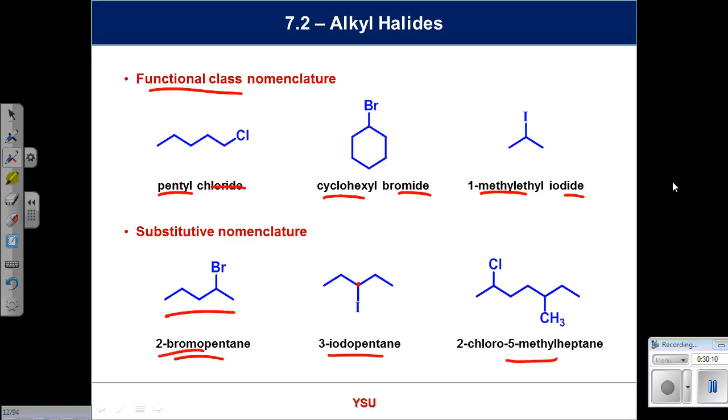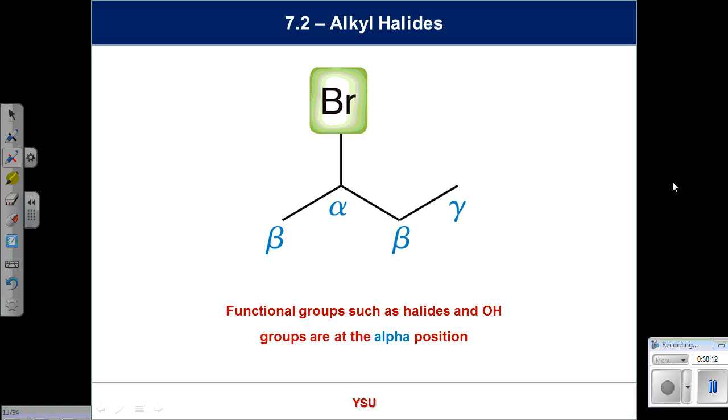Don't forget, R and S gets more interesting now because we have all of these things here. Well, welcome to alkyl halides. You're about to see a lot of them. We need some geography. We are going to call the carbon with the functional group attached the alpha carbon. That will be the same all the way through the two semesters and into biochemistry. The carbon with the functional group attached is the alpha carbon.